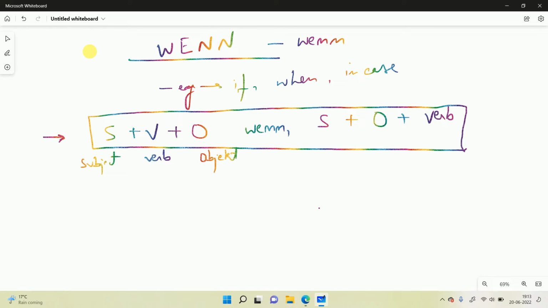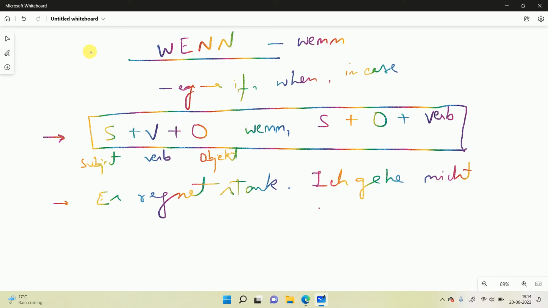Okay, so let's say I'll cite the same example here. Es regnet stark. Okay, and the second sentence is Ich gehe nicht raus. Right. So one by one, I request everybody, the one who answers may give a chance to others as well, and the second time. So I would request somebody to please tell me in this sentence what is the subject.